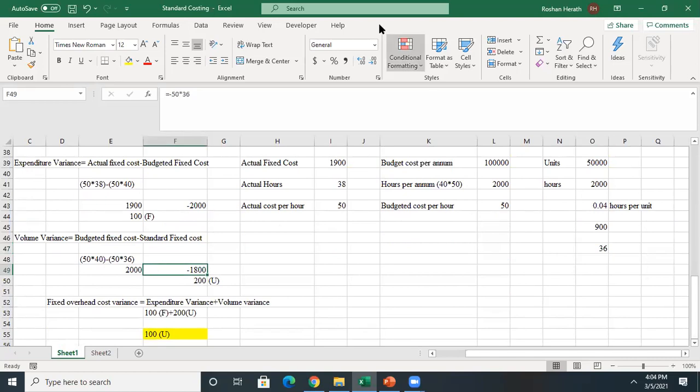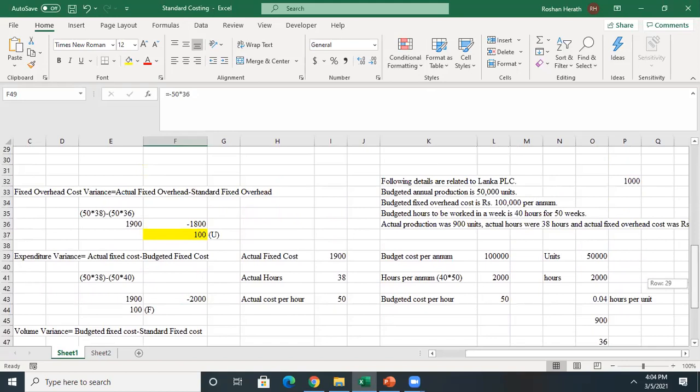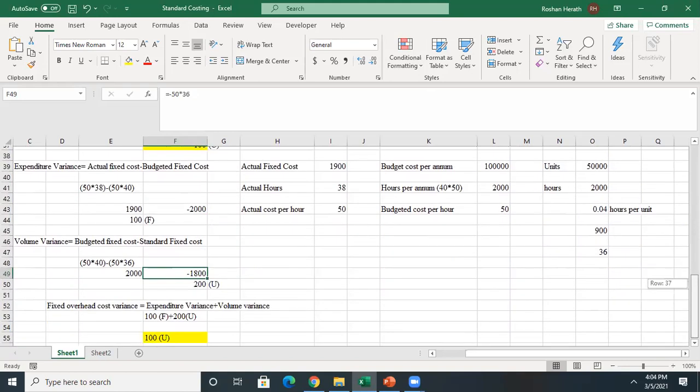I didn't get you, I think. Last one is equal, same as a fixed cost total variance. Last one in the sense, is it expenditure variance equal to the fixed overhead cost variance? That's what you are referring to?